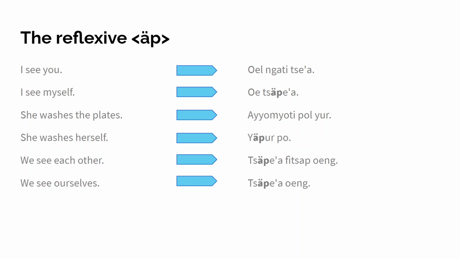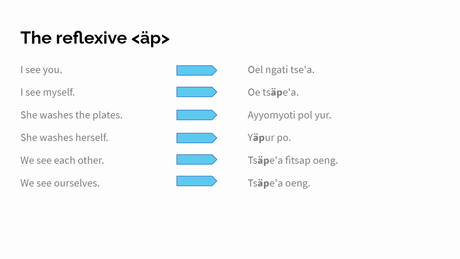Another example. First, a normal transitive sentence. She washes the plates. Aiom yoti pol jur. Then the next sentence again with ab. She washes herself. Je pur po.